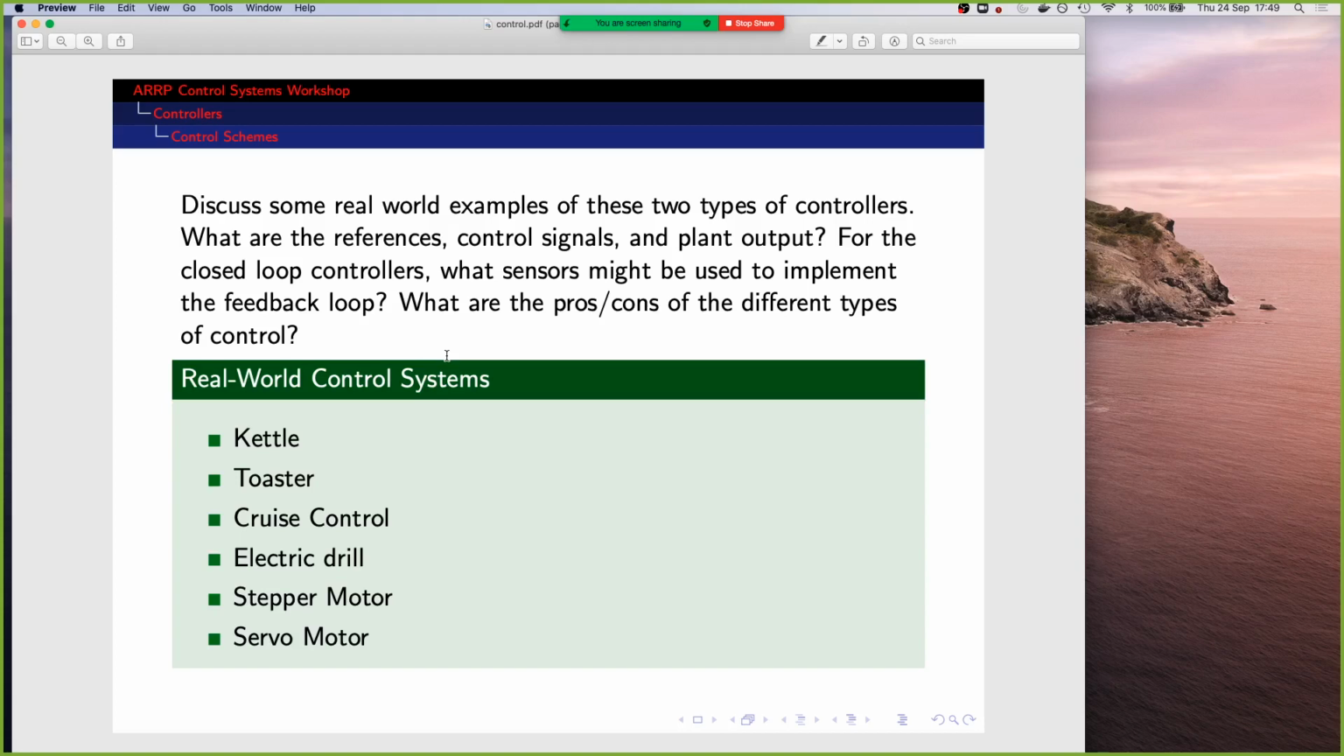If you wanted to design a super robust cruise control system, you might actually measure physical ground speed on a GPS or something like that. So there is room for error in these sort of things. What about an electric drill, like a hand drill? I think this is quite an interesting one.